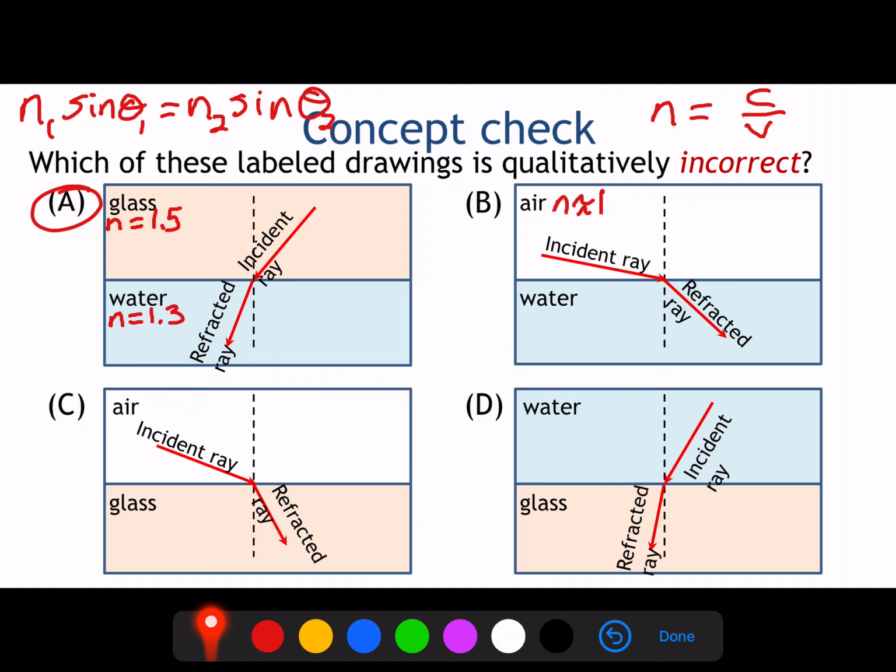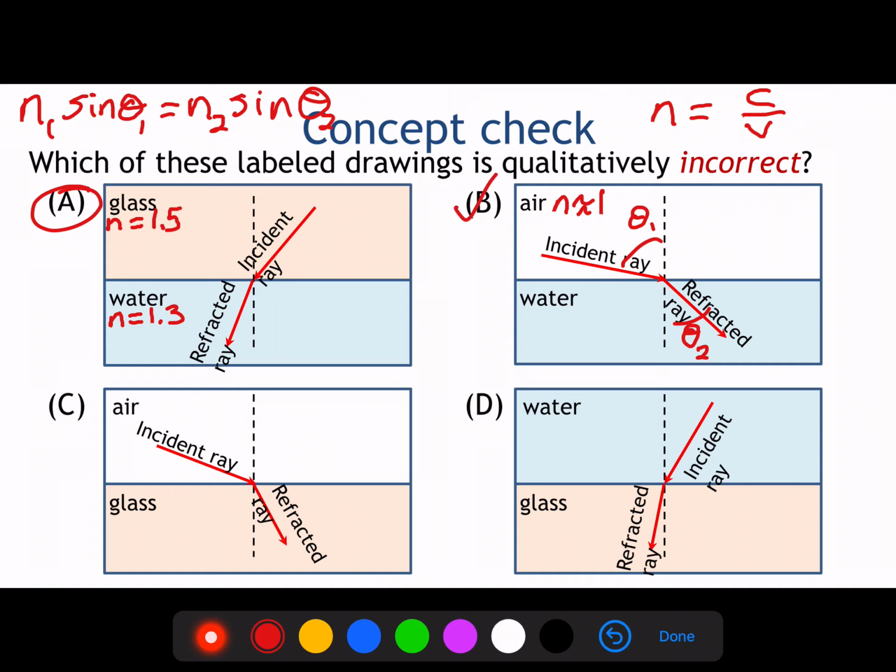So let's take a look at the others and see what we have. Going from air into water, we are going from a lower index of refraction to a higher index of refraction. So we expect to see bending towards the normal. That is to say that the refracted angle is going to be smaller than the incident angle, and we do see that that's the case. So the incident angle is larger than the refracted angle, that is, it's refracted in such a way that this ray is bending towards the normal, so this is okay.